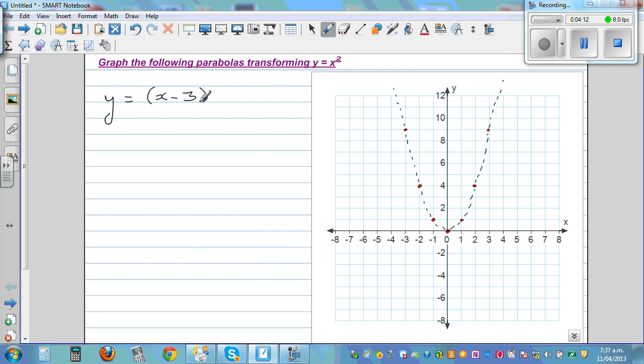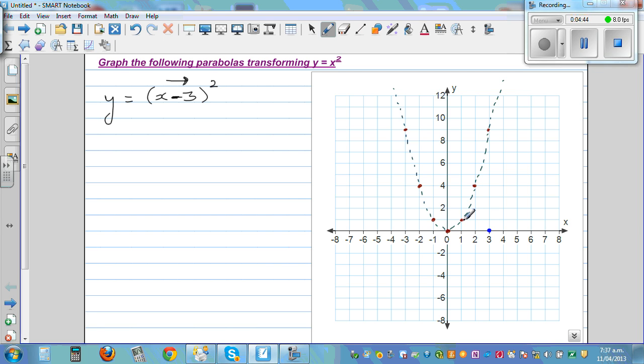When the minus is inside the bracket, it means the basic parabola will go 3 to the right. Okay, so let me use a different color. This point, that's the vertex, will go 3 to the right, so 1, 2, 3. You can also confirm this on a calculator. So simply, the transformation is each of these points will go 3 to the right.